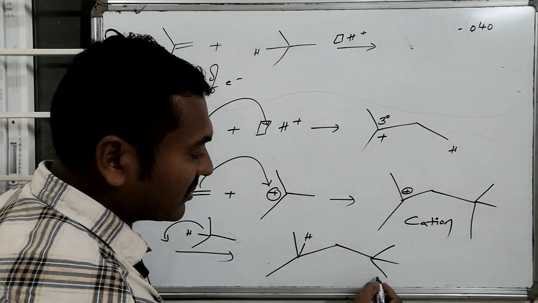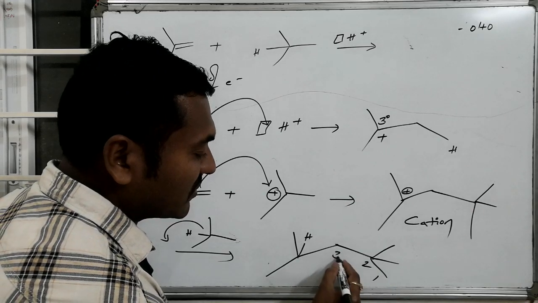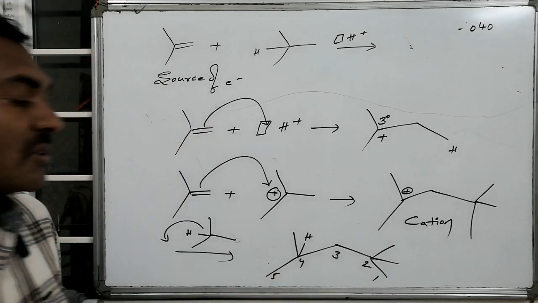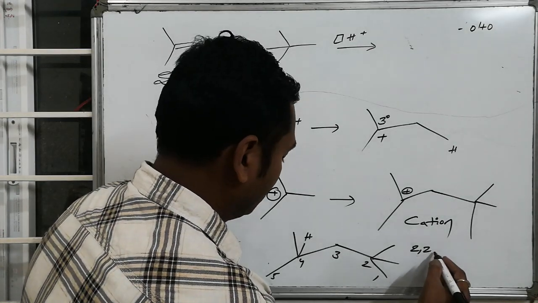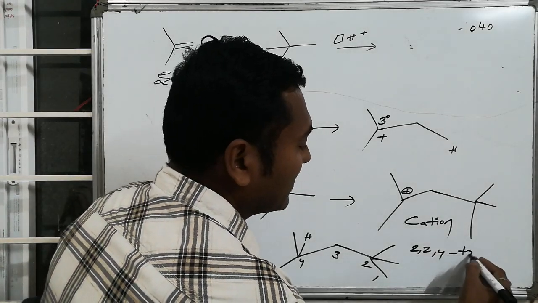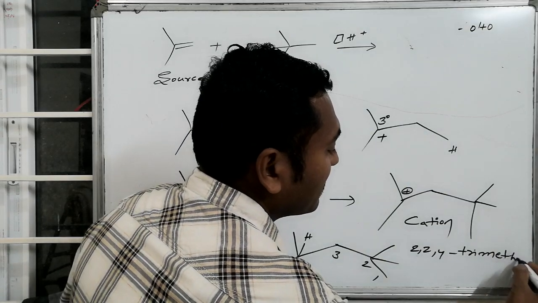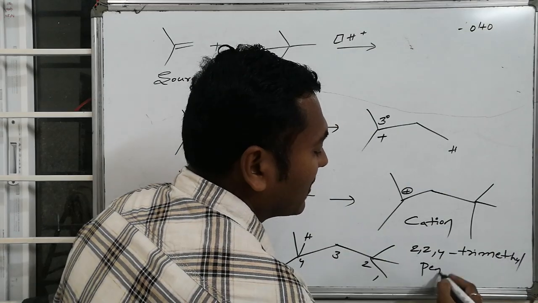The name of the compound is given by numbering 1, 2, 3, 4 and 5. So the name of the compound is 2,2,4-trimethylpentane. Trimethylpentane formation takes place.